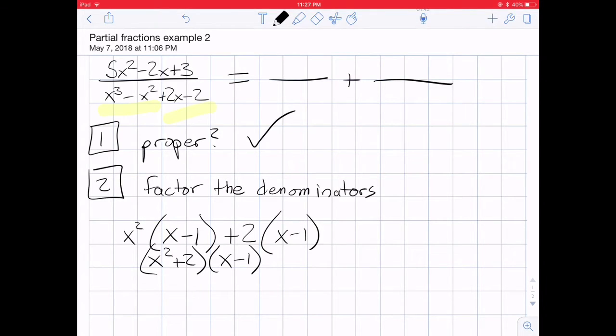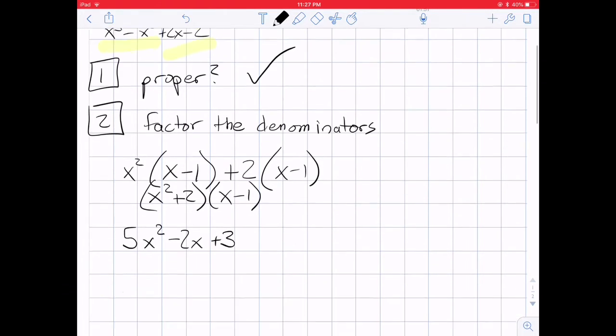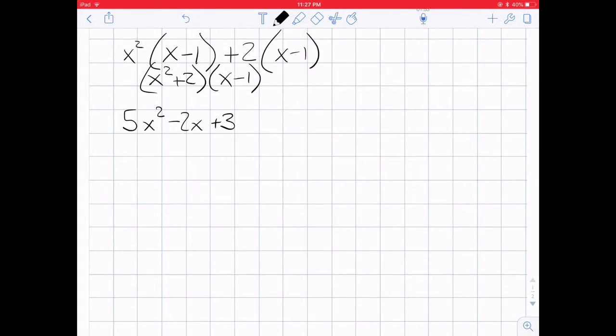So the fraction that we're working with is actually 5x squared minus 2x plus 3 on top, and then on bottom, we have these two factors, the x squared plus 2 and the x minus 1. The x squared plus 2 is not a linear factor. It's a non-reducible quadratic factor.